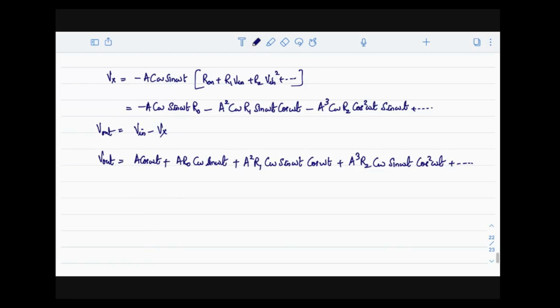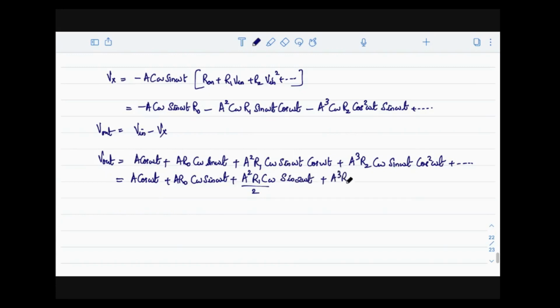Since there are a few terms which I can expand and write in a better form, your final V out expression will be a cos omega t plus a r naught c omega sin omega t plus a square r1 c omega. That sin omega t cos omega t can be written as sin 2 omega t by 2.